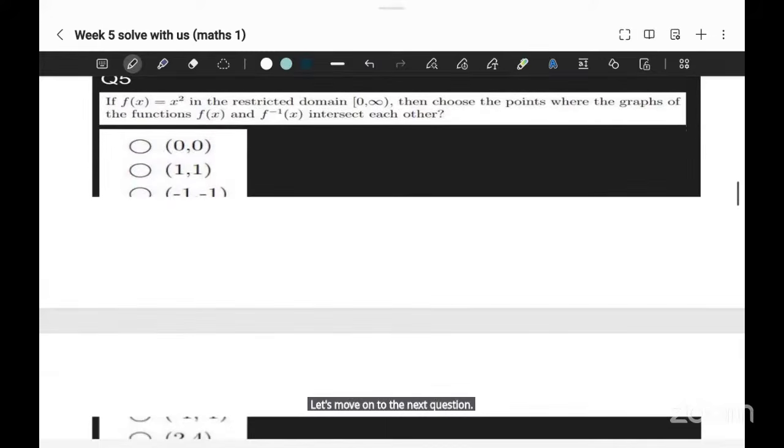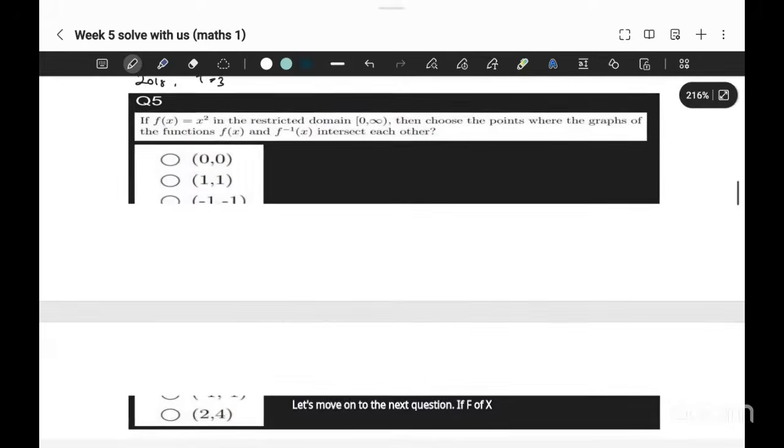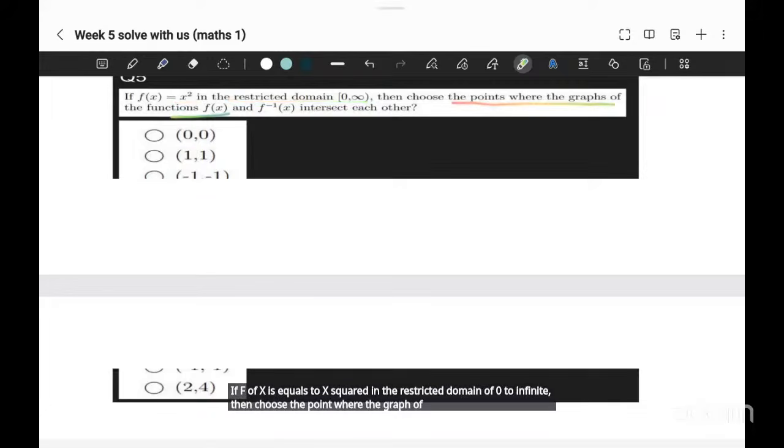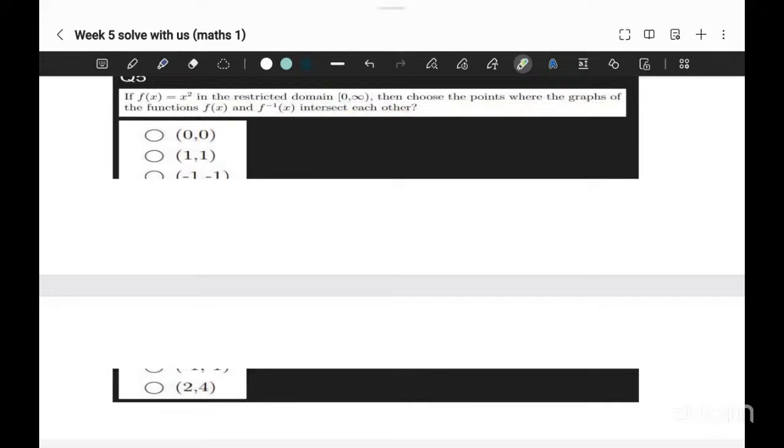If f of x is equal to x square in the restricted domain of 0 to infinity, then choose the point where the graph of the function f of x and f inverse intersect each other. This is -1 actually. -1.